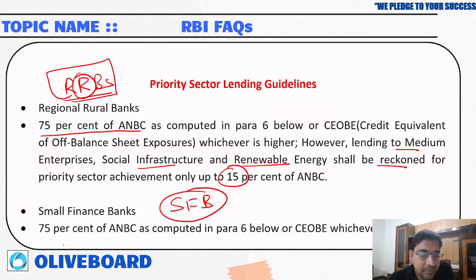Then a small finance bank. A small finance bank has to invest 75% of their adjusted net bank credit as computed in para 6. So there is a para 6 in the CEOB, that is credit equivalent of off-balance sheet exposure, whichever is higher. So for a small finance bank and a regional rural bank, the things are the same, but for regional rural banks there are some restrictions on medium enterprises, social infrastructure, and renewable energy.